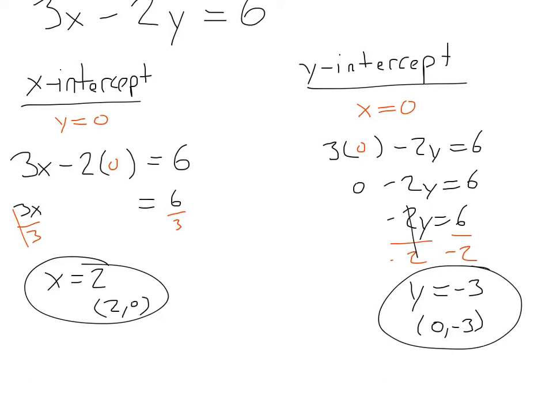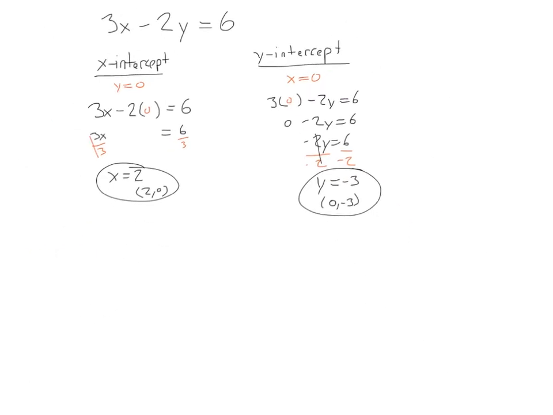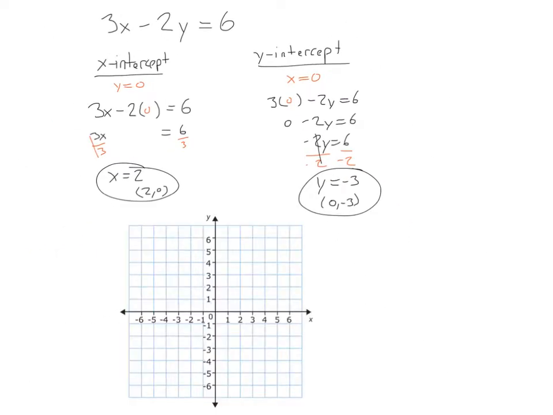And so what we can then do is actually graph that. So let's go ahead and do that. All right, so if I'm graphing the x-intercept, it's going to be on the x-axis at 2.